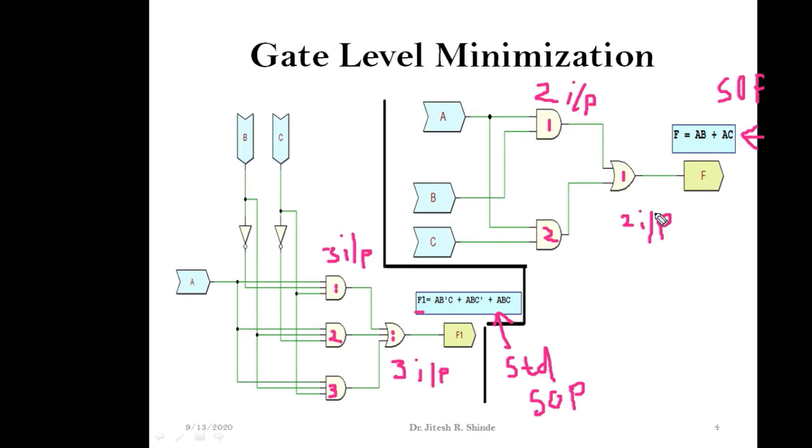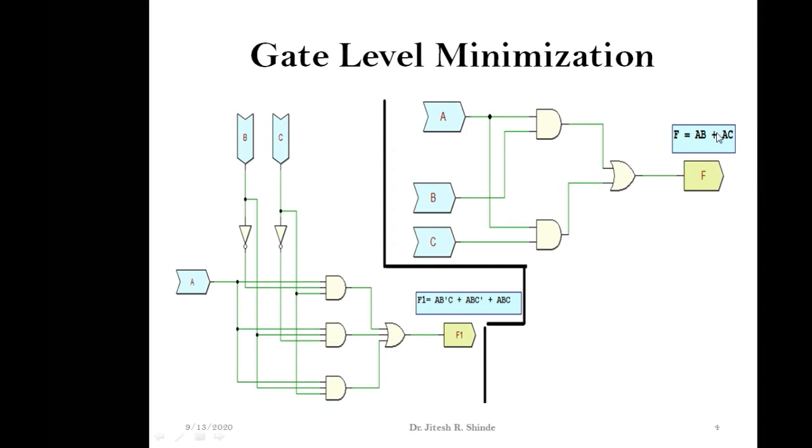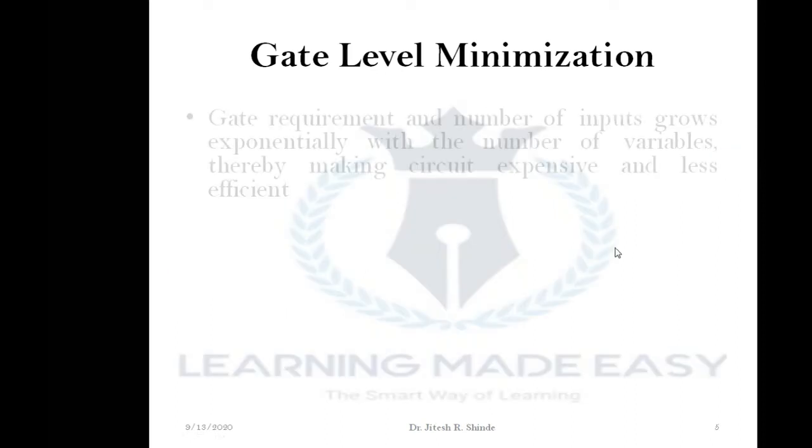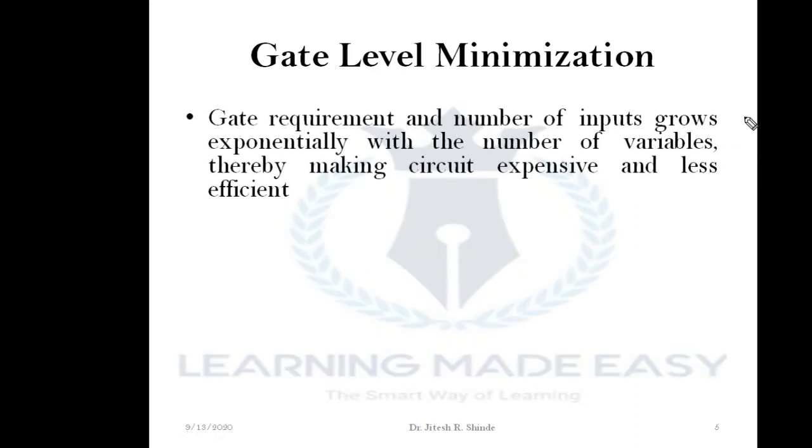So what is gate level minimization? The gate level minimization refers to the process of minimizing the number of gates and the number of inputs to the gate. Gate level minimization refers to the process of minimizing the number of gates required and the number of inputs required to realize the circuitry.